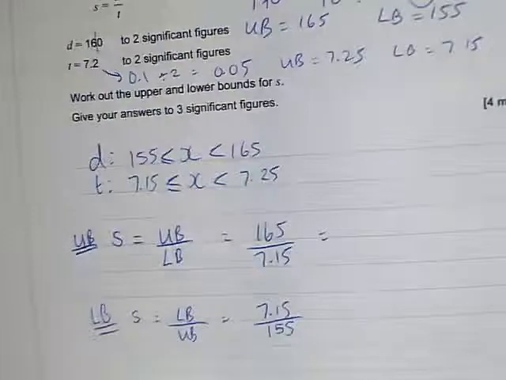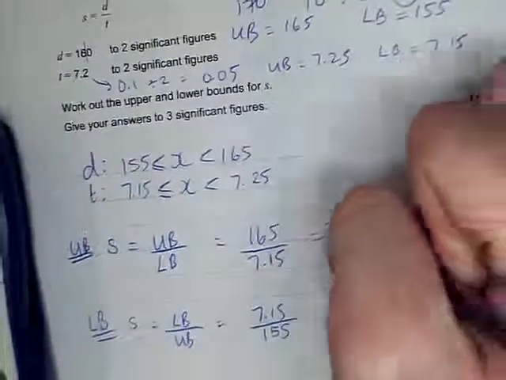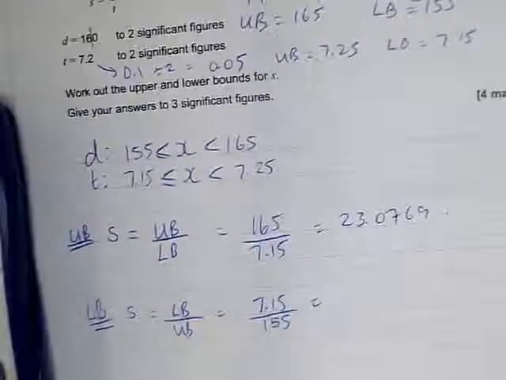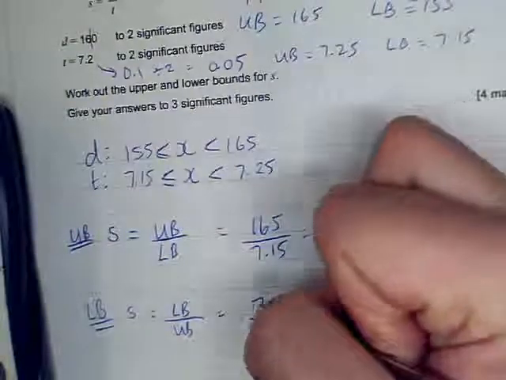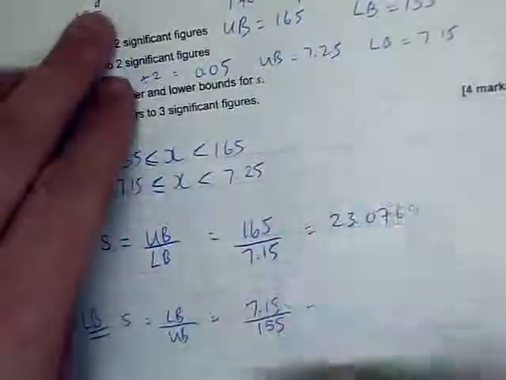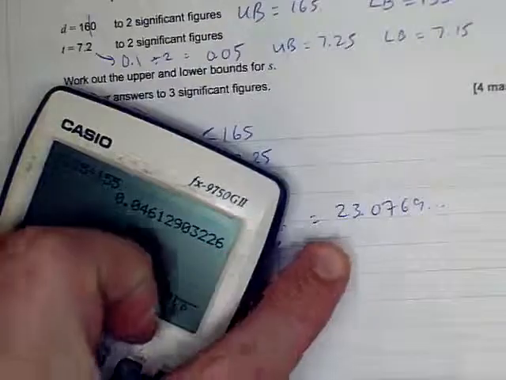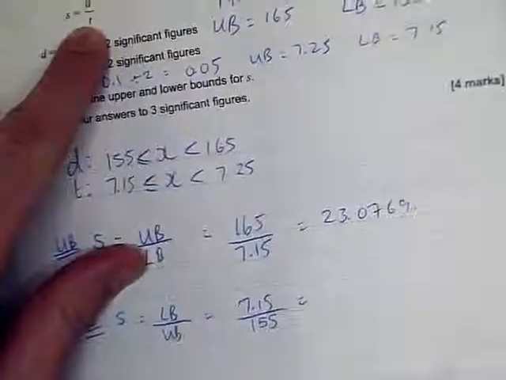So let's work this out. Starting with the upper bounds, 165 divided by 7.15 gives me 23.0769... And my lower bound, 7.15 divided by 155. I've done this the wrong way around, just noticed. So I should have done d divided by t. I noticed that I've made a mistake because my values are completely different. So I've gone wrong. So it's d divided by t.